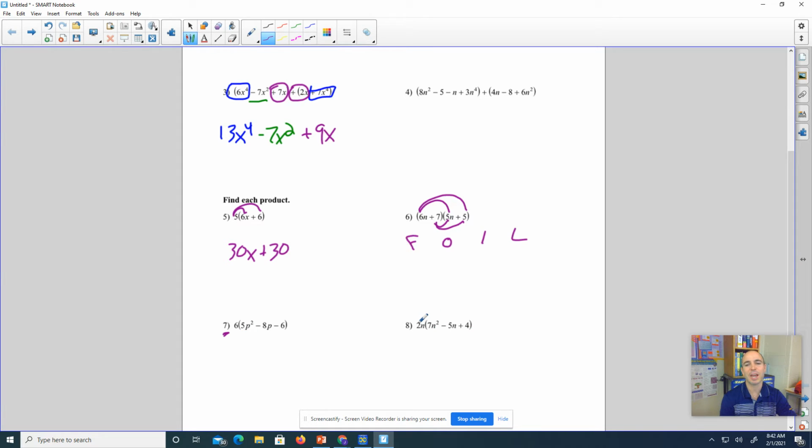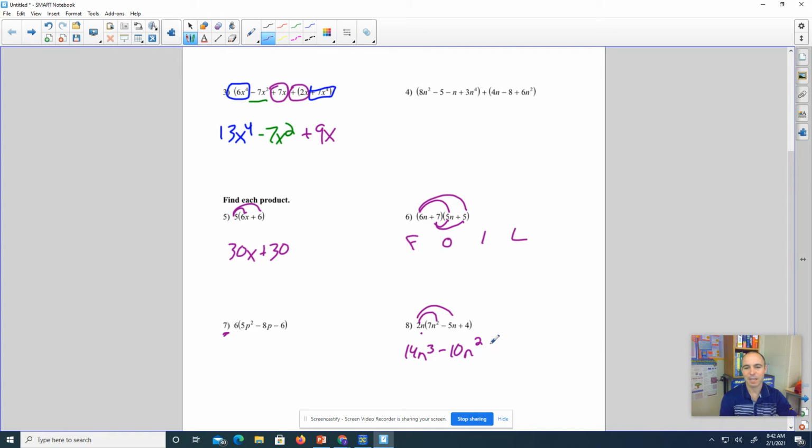I'm going to do number 8 because this is one people sometimes make mistakes with because they forget to distribute that n with the 2n. So first term will be 14n to the 3rd because n to the 1st times n squared is n to the 3rd. Right? The second term there is going to be minus 10n squared because n to the 1st times n to the 1st is n to the 2nd, or n squared.